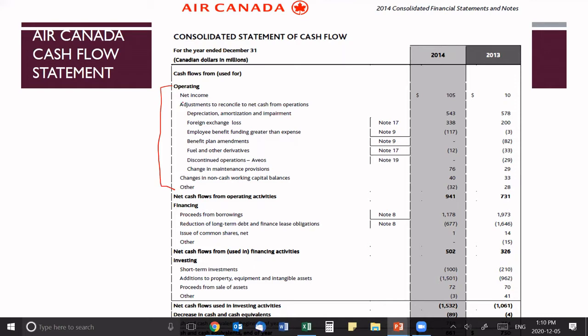So here they started with net income and then they made adjustments. They made adjustments for any non-cash items and the changes in working capital accounts, so changes in your current assets and current liabilities. So this is actually using the indirect method because they're starting with net income.